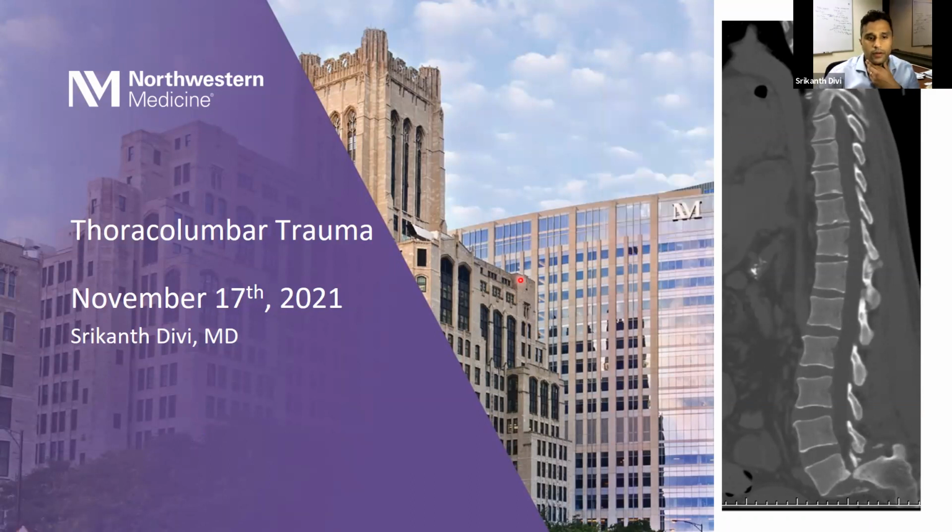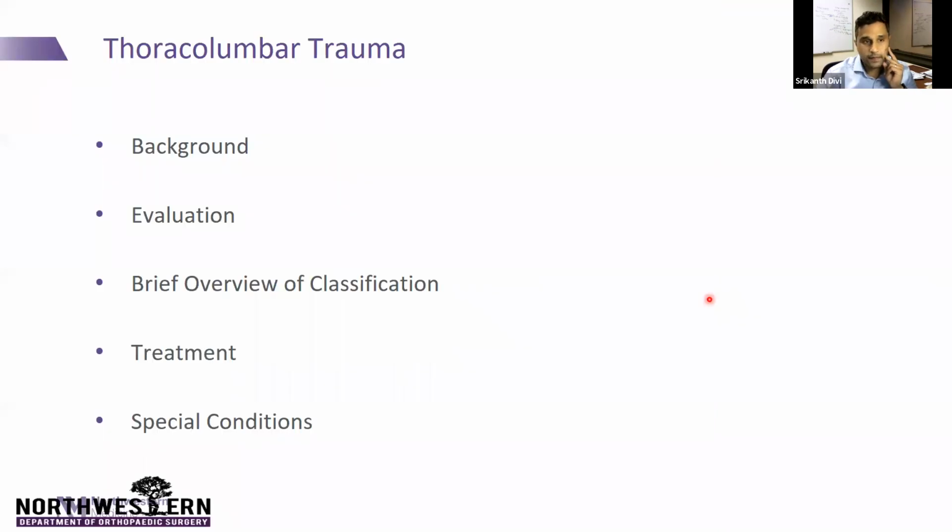All right, so this is a cool picture here. This is an acute traumatic spondylolisthesis at L5-S1 with basically spondyloptosis, high energy trauma. So we'll just go over background, eval, classification, treatment, special conditions.